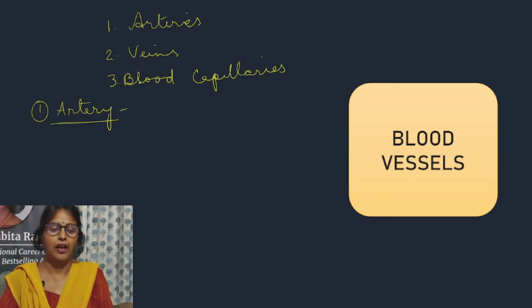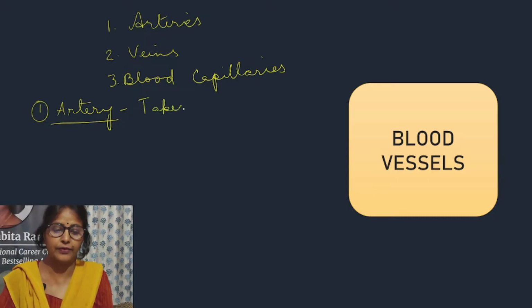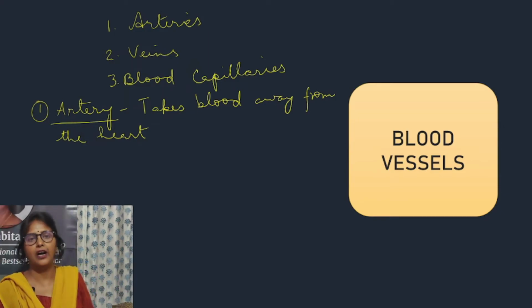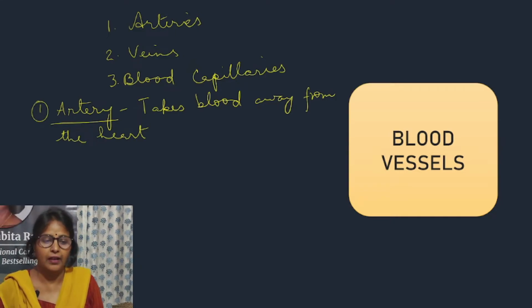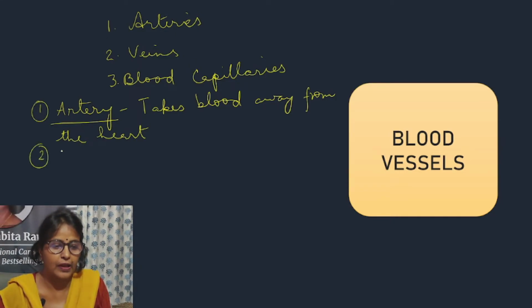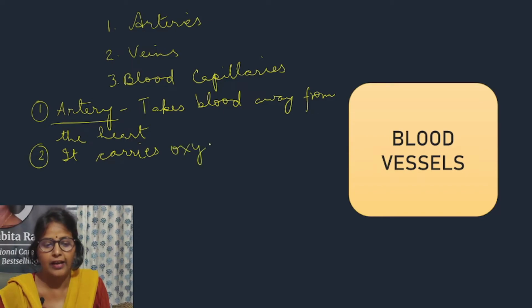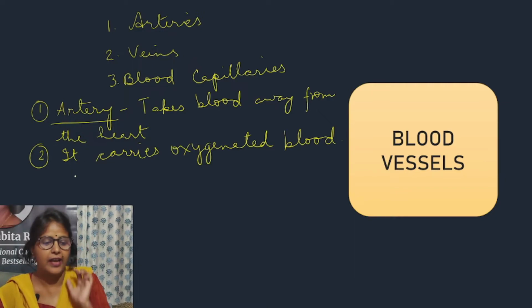Artery is a blood vessel which takes blood away from the heart. So all the tubes that are moving out of the heart are known as artery. Number 2, it carries oxygenated blood. What do I mean by oxygenated blood? It is rich in oxygen. If I say deoxygenated blood, it means it is not rich in oxygen, it is rich in carbon dioxide. So arteries carry oxygenated blood, except there is an exception over here.